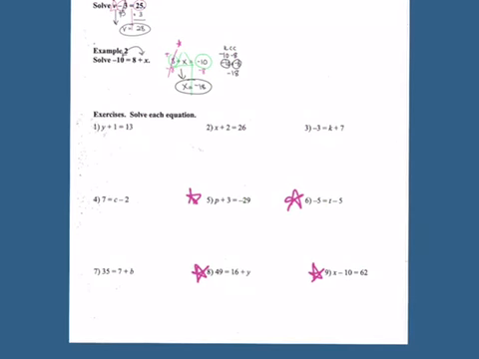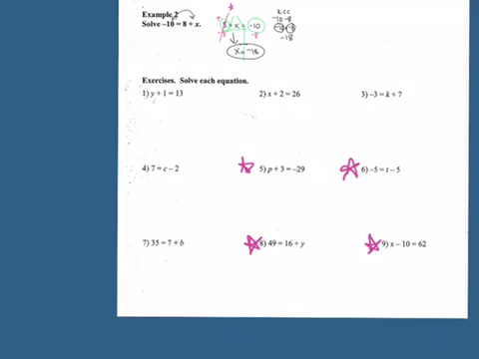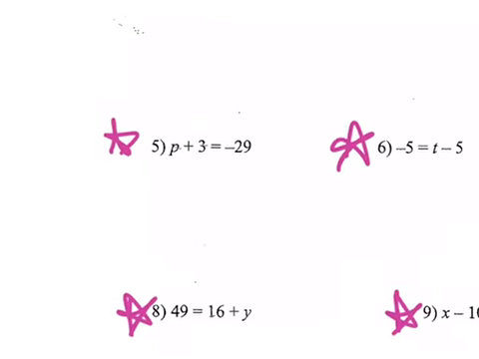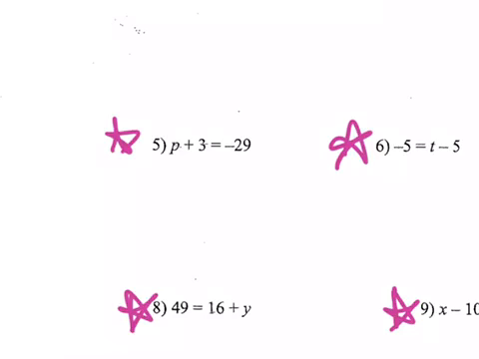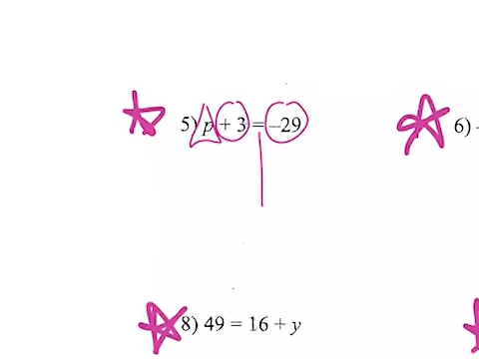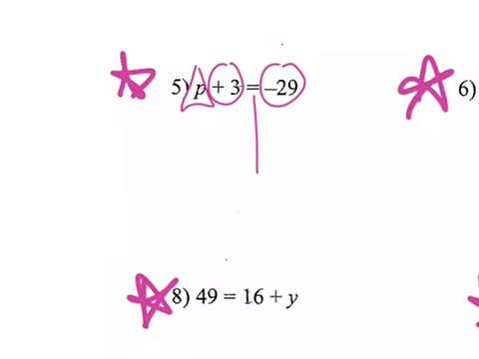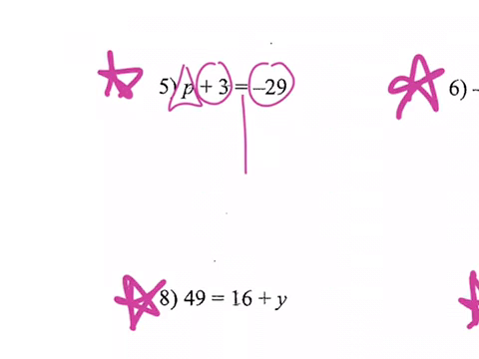Okay, let's look at number 5 then. Let's look at number 5. P plus 3 equals negative 29. So I've got a variable and a number. Think about which side you want to start on. Which side can I start on? Which side should I start on? The left side.